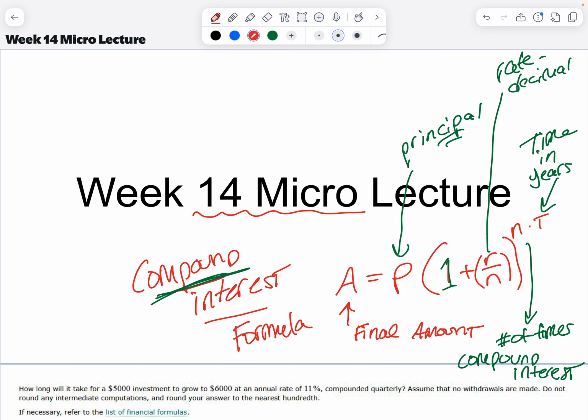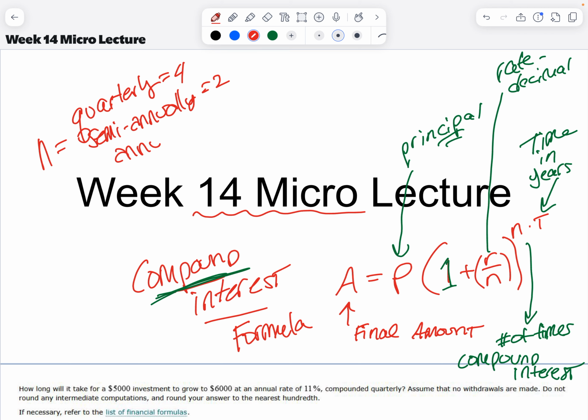Okay, one little special note over here about your N, your number of times that you compound. So if they say it's quarterly, your N would be equal to 4. If they say semi-annually, your N would be 2. Of course, annually would be 1. So just be aware.